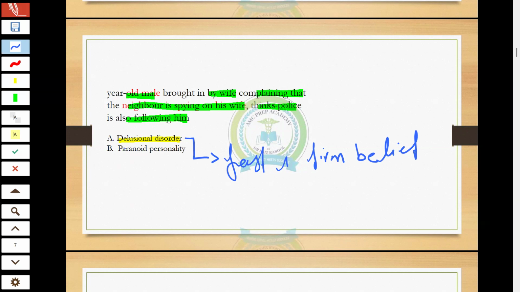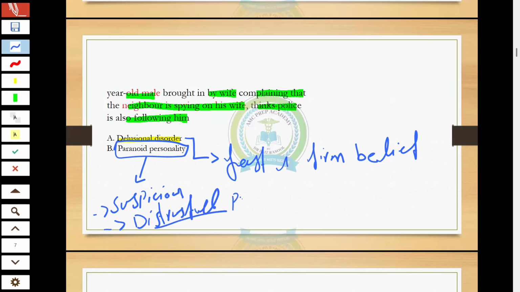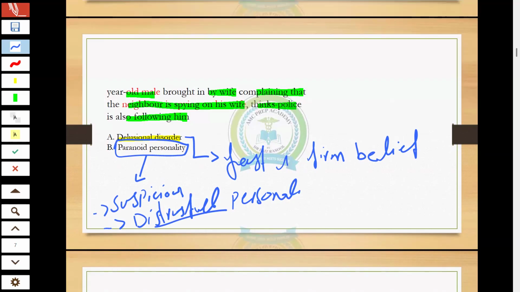And in case of paranoid personality, you will find that these types of personalities are always suspicious, distrustful. And in our question, the patient is thinking that the neighbor is spying on his wife. Thinks police is also following him. So police is also following him, a fixed and firm belief. There is no reality, but the patient thinks that the police is following him.